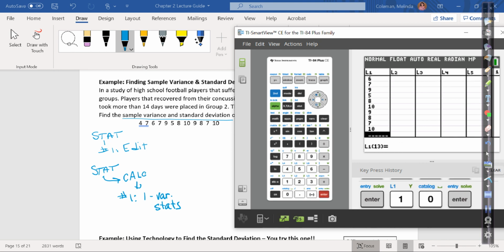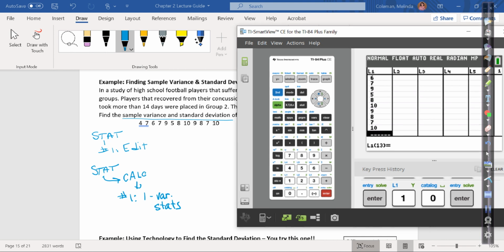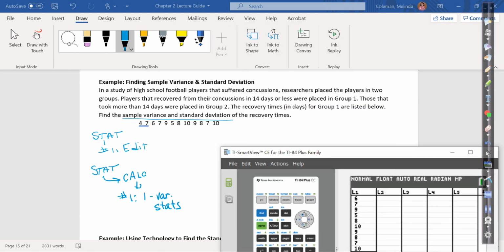And we should have 12 pieces of data. So let's make sure that's what we have. Remember, this tells me I'm sitting in the 13th spot, but there's nothing in it, so I have 12 pieces of data. And let's double check and make sure that's right. 1, 2, 3, 4, 5, 6, 7, 8, 9, 10, 11, 12. So that should be correct.